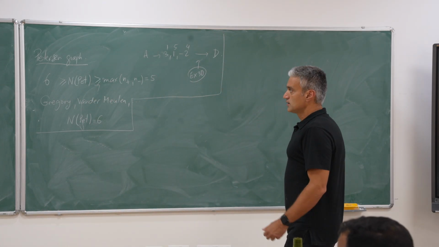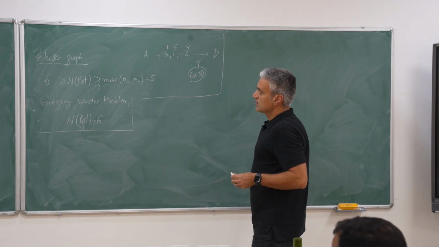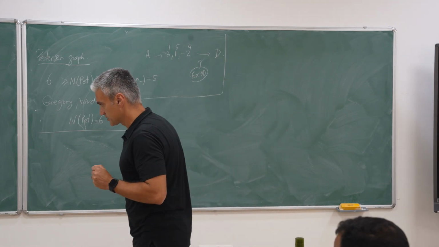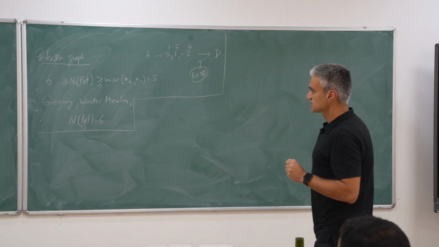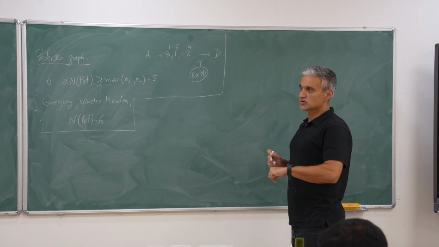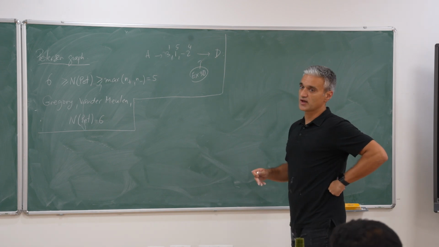Okay. We have a paper with an undergraduate student and some co-authors, in which we did other graphs. We calculated this parameter for other graphs, something called Hamming graphs.